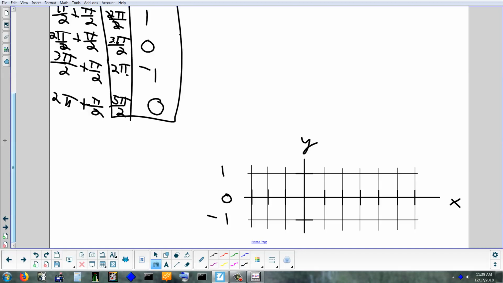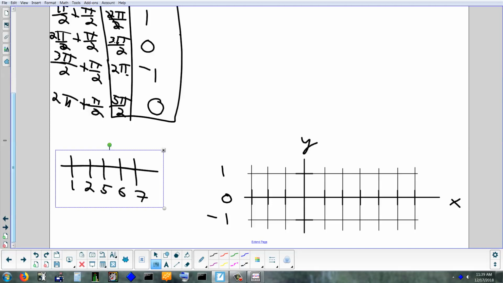Now, you can label an axis any way you want as long as you're consistent. Okay? You can't do something like this. If you were making a number line, you can't go 1, 2, 5, 6, 7. Right? You can't say I'm going to go by 1s, and then I'm going to switch to going by 3s, and then I'm going to go back to 1s. Right? You got to go by the same thing the whole time.